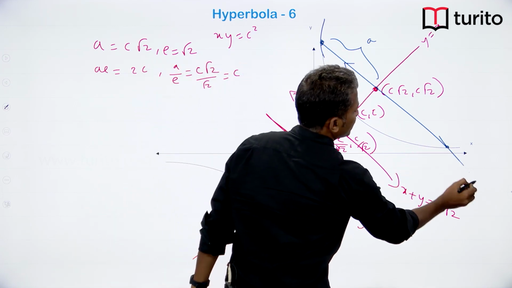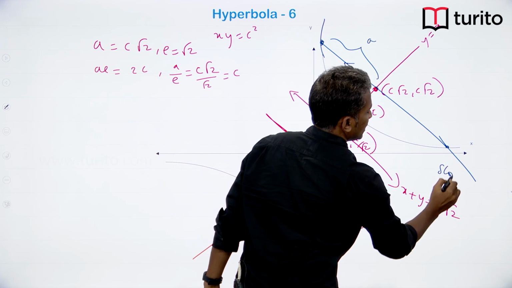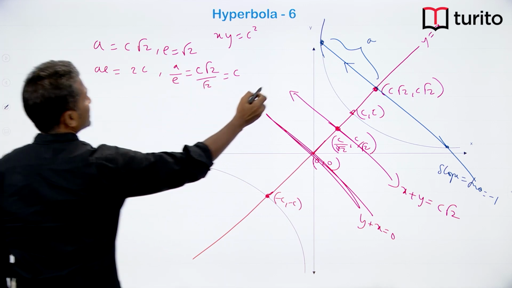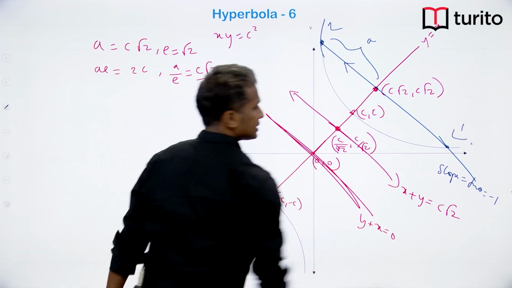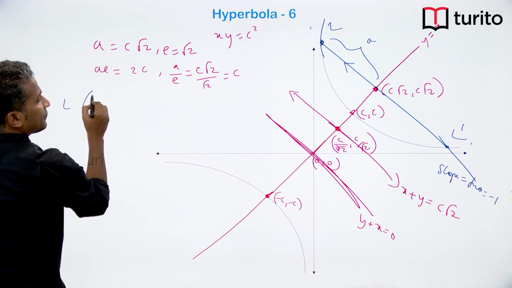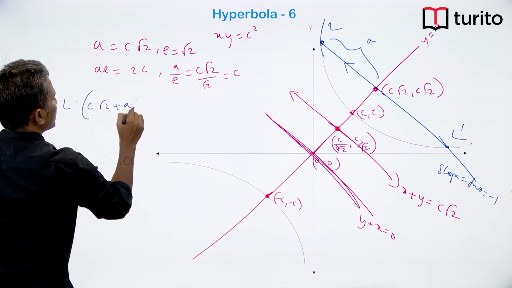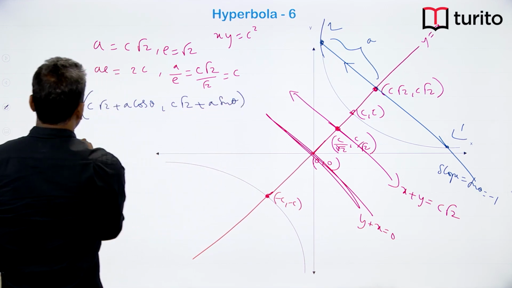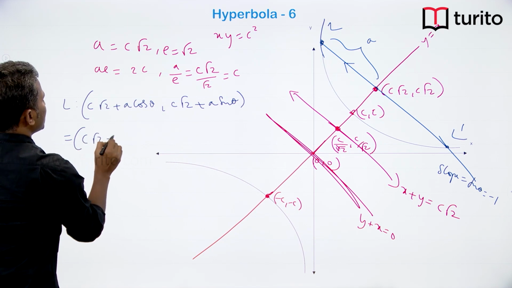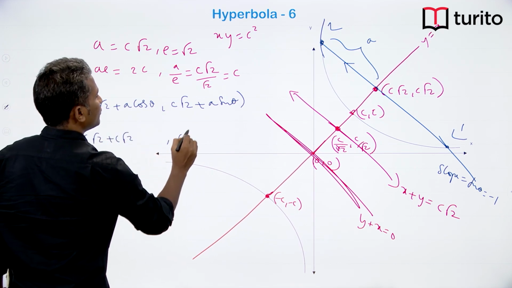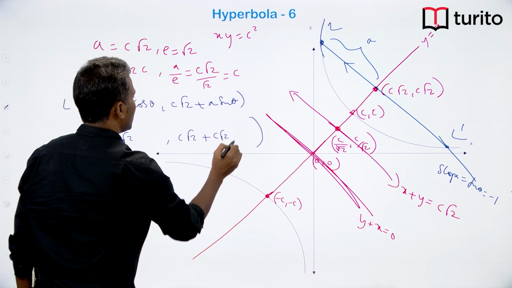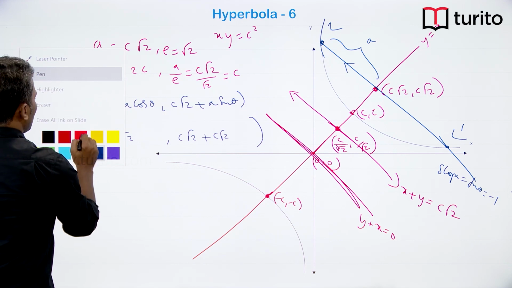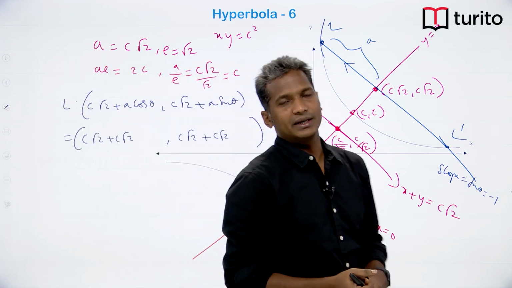Now, what is the slope of this line? Slope of this line is basically tan theta, which is -1. So, we can write, let us say if I take this point as L, this as L dash. So, we can write L as c root 2 plus a cos theta, comma c root 2 plus a sin theta. And we know that a is basically c root 2, but I have not put cos theta and sin theta here. Now, how do we apply that cos theta sin theta idea here?